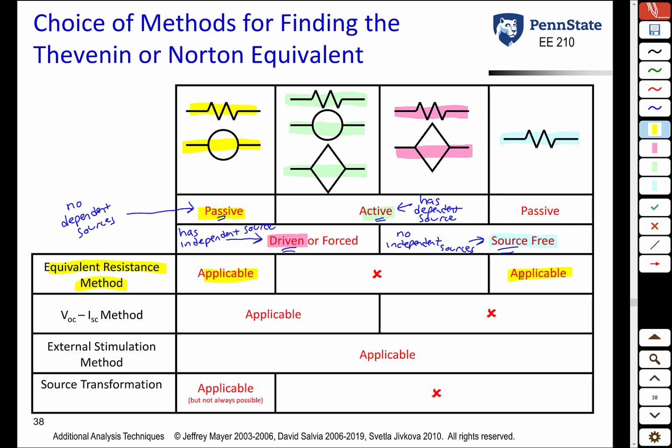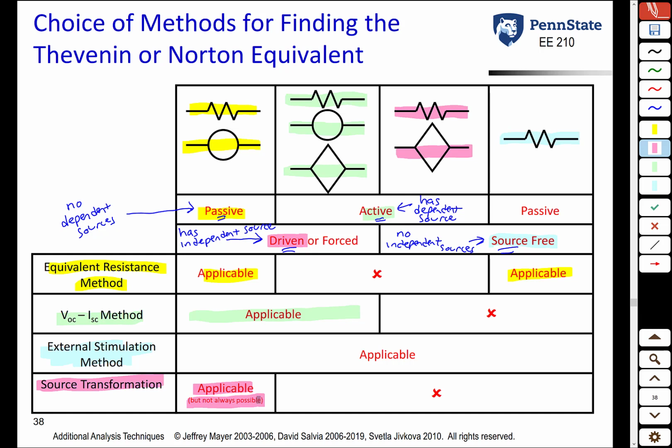The VOC-ISC method requires the circuit to be driven. So it works for the first two types, but does not work for the third and fourth type because they are source-free. The external stimulation method is the most versatile. It always works. It works for any of those circuits. Finally, the source transformation, which is the easiest method, is also the least applicable. It only works when you have independent sources and resistors, and even then, it's not always possible. It depends on how the sources and resistors are combined. So you may find this chart to be handy when trying to remember which method can be used for the different types of circuits.